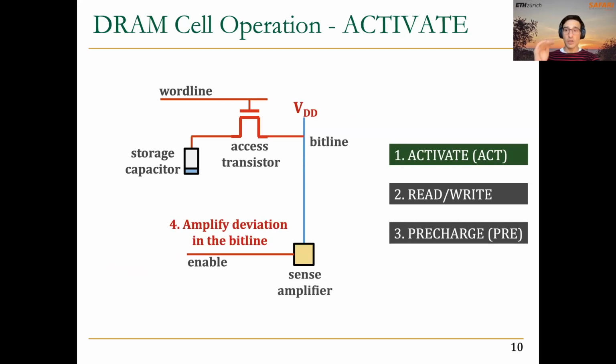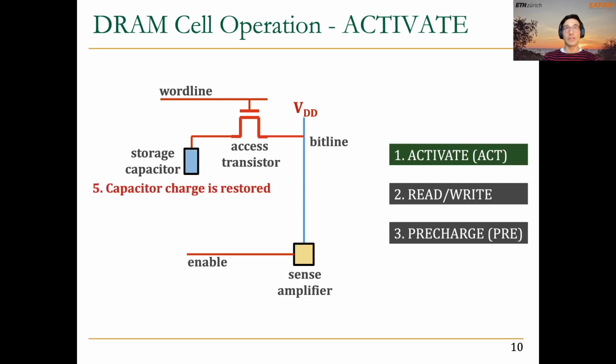So if the deviation was a little bit higher than half VDD, the bit line goes to VDD. However, if the perturbation was negative and the voltage of the bit line was below half VDD, then the amplification would cause the bit line to go to 0 volts. In this specific example, it goes to VDD, as you can see. After this happens, because the word line is raised, the access transistor conducts, and that means that the charge of the capacitor is restored.